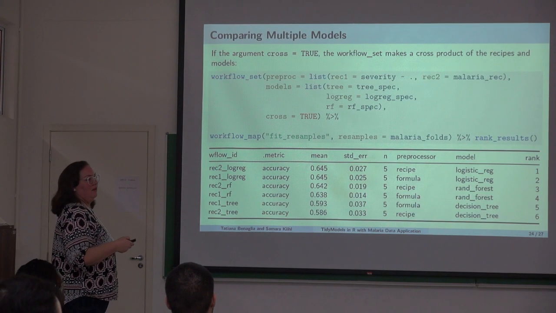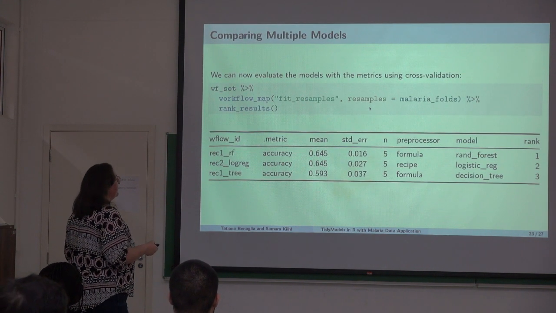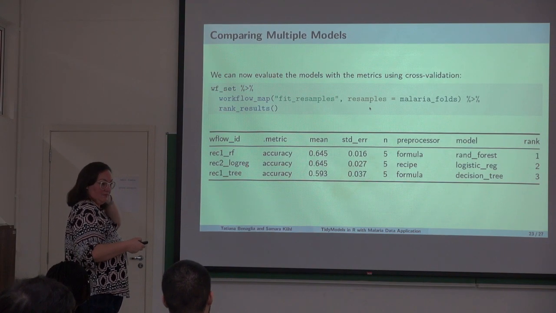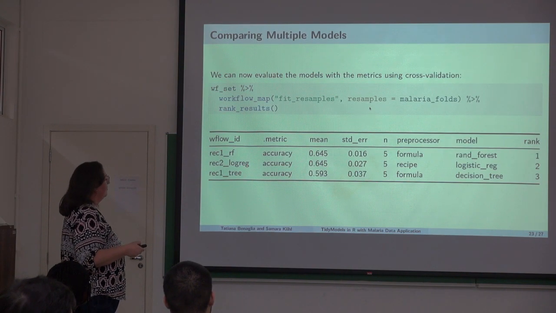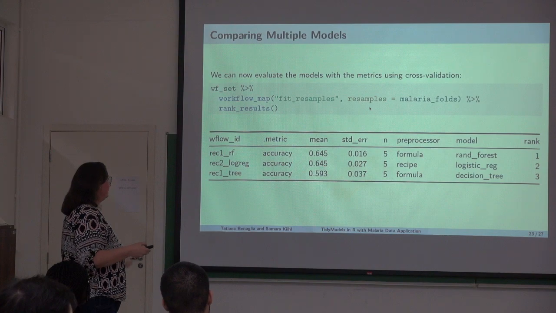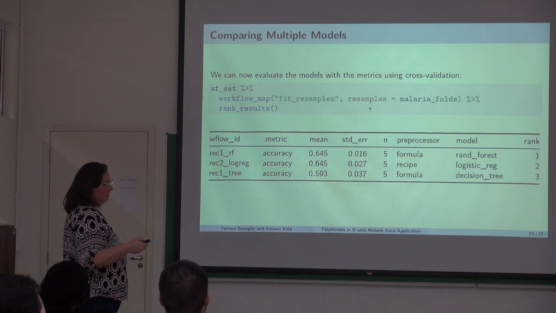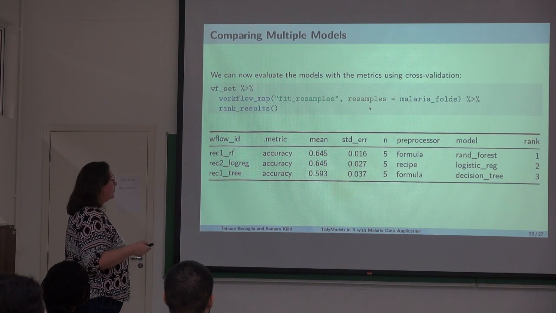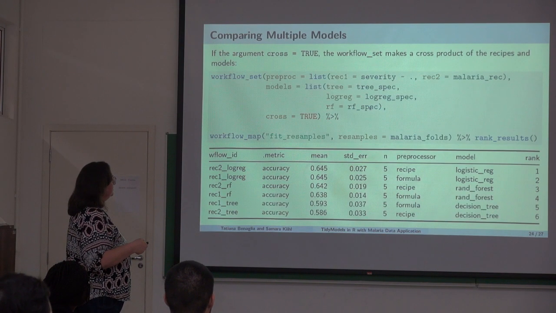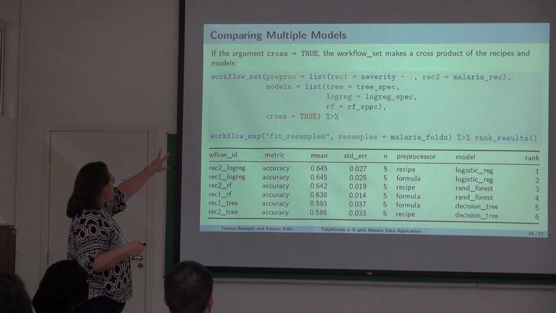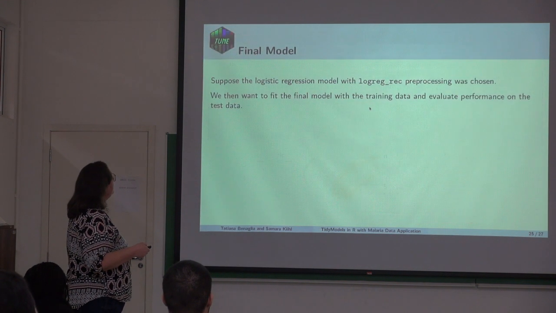And go back, Samara. That is interesting because they have the same mean accuracy, but the standard error of random forest is smaller, so that's why it's ranked first. Yeah, because it's very precise. Yeah, it's almost a tie. Here, if you want to do the cross product, it's the same thing.